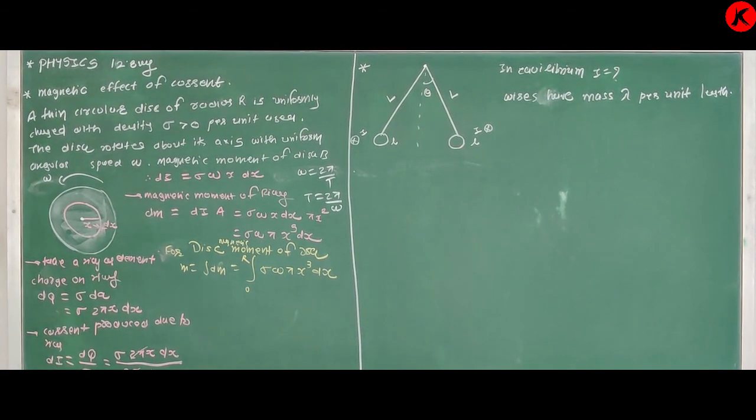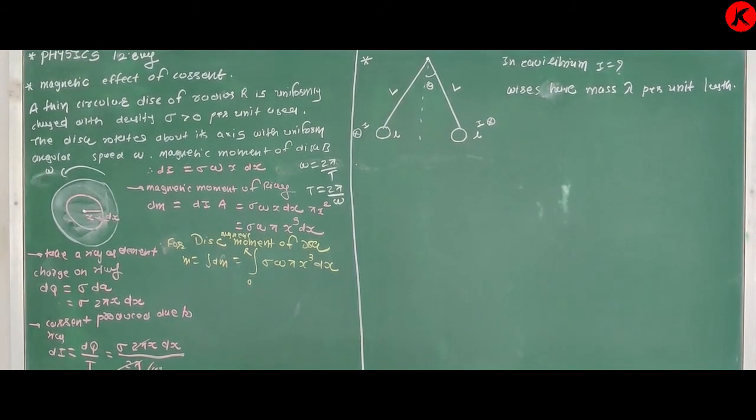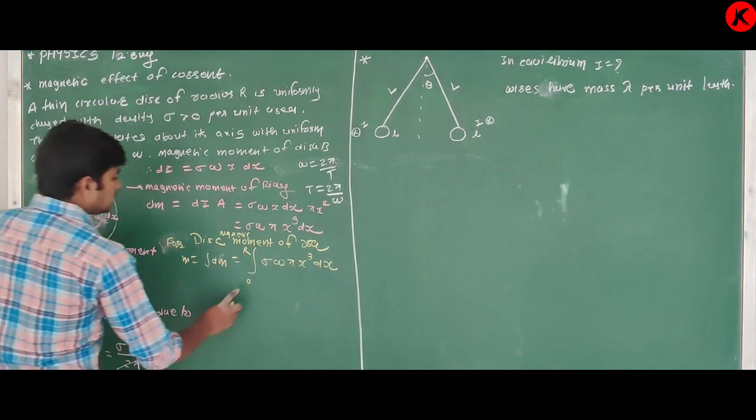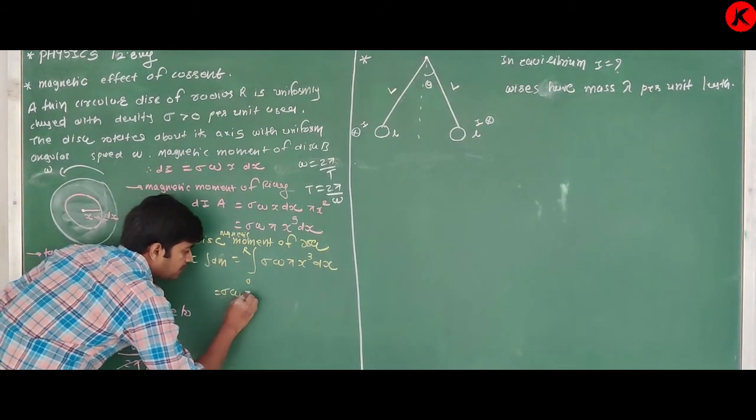What is the limit? The limit is from 0 to r. Is it visible? Yes, it is visible. Okay, so the limit is from 0 to r. Now integrate this. Sigma is constant, omega is constant, pi is constant. So I can write sigma omega pi as a constant.